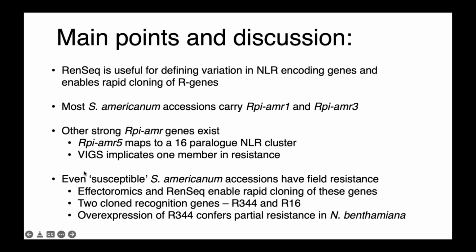And even by looking at supposedly susceptible accessions of americanum, we can find that they all have field resistance. And we're trying to dissect the components of this using effectoromics and RenSeq to rapidly clone these recognition genes. And of our 7 which we're prioritizing, we've now managed to clone 2 of them. And these genes, whilst maybe not conferring strong resistance, do confer some partial resistance in our transient assays.